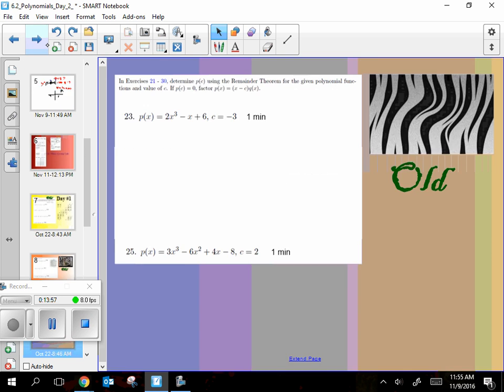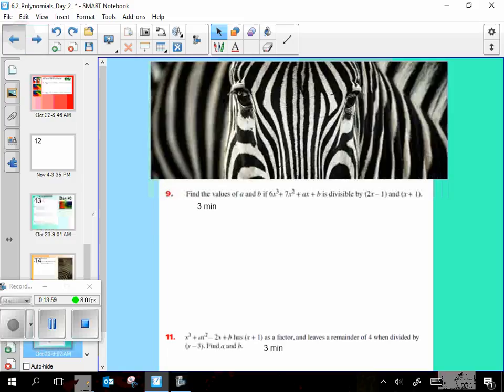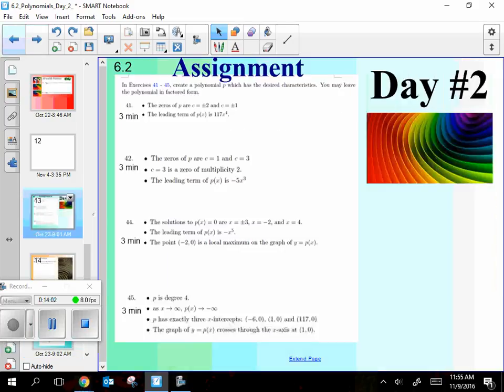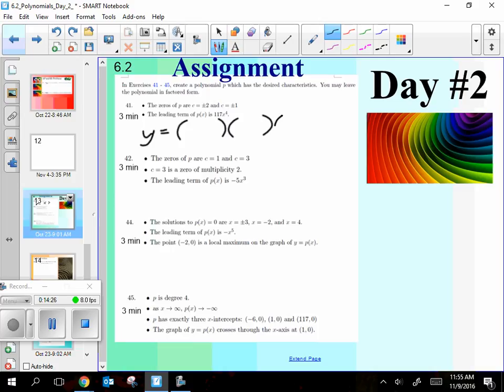Everybody find the first page of it. It looks like that. It's got a little bit of a rainbow going on in the upper right. Find that page. Okay, number 41. It tells you that there are 4 zeros, +2, -2, +1, and -1. So don't overcomplicate it. It's not a plus and minus. It's just 4 different things. So you got 4 different parentheses, 1 for the +2, 1 for the -2, etc.